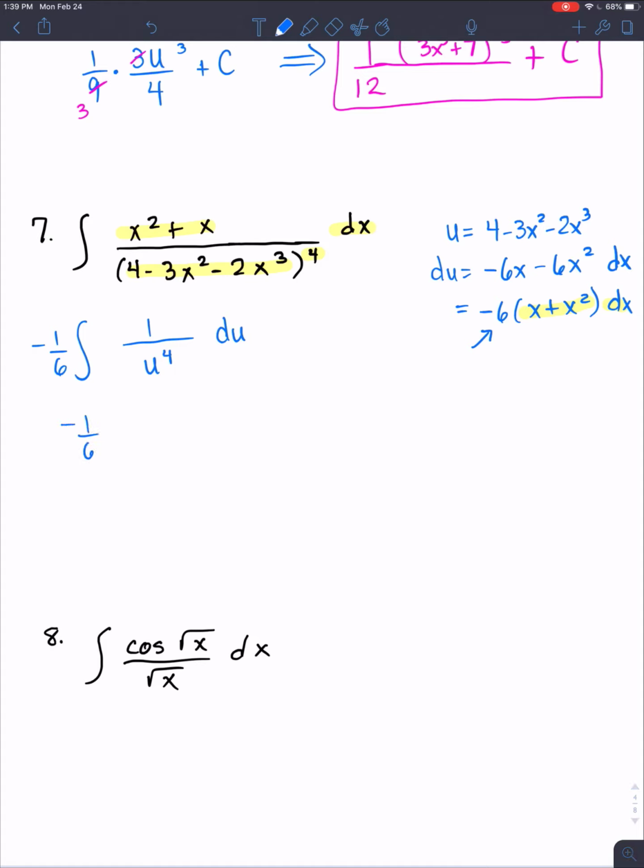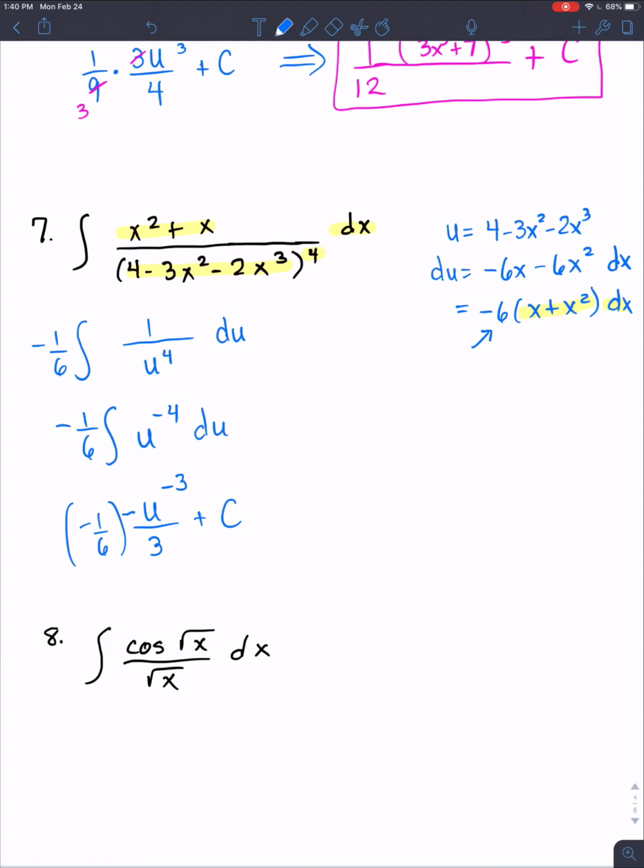Actually, before we do that, let's make this even easier. We'll take a step and rewrite this as u to the negative 4 du. So bring the denominator up and write it with the negative exponent so that we can use the integration rules, and that's just u to the n plus 1 over n plus 1, so that's the negative, and then of course we have that negative 1/6 that's already out front that we need to bring down, plus a constant.